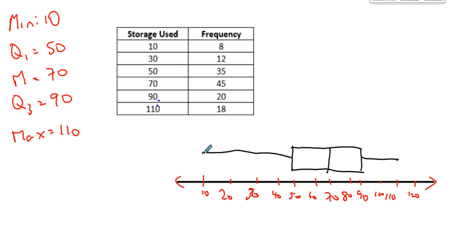And of course, you're using a ruler. You're putting a title like gigabytes, like storage used. That's a perfect title. And then down here, you're putting gigabytes of storage. So you always put the units down here.